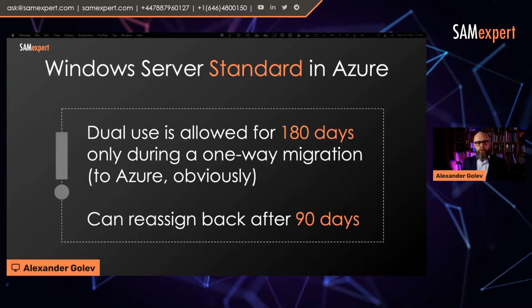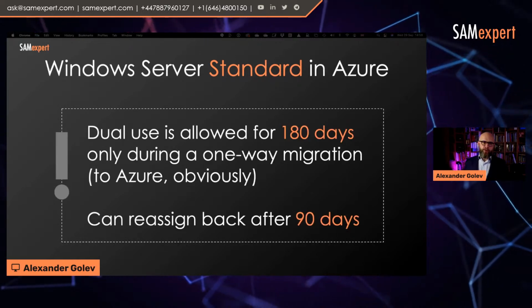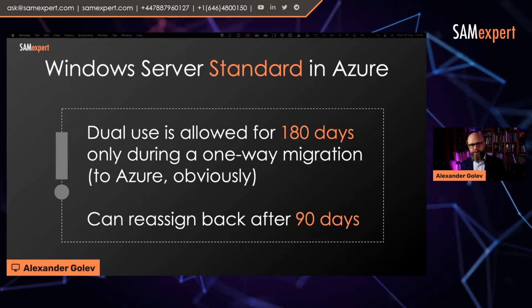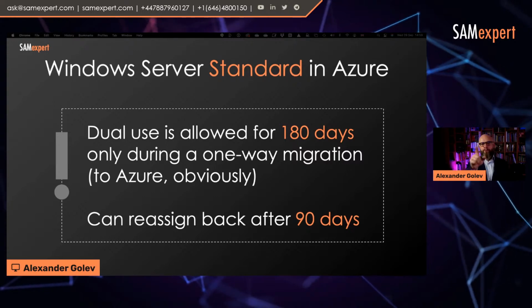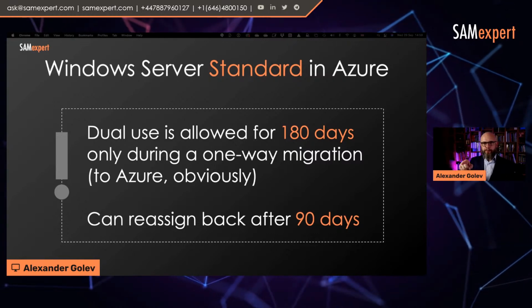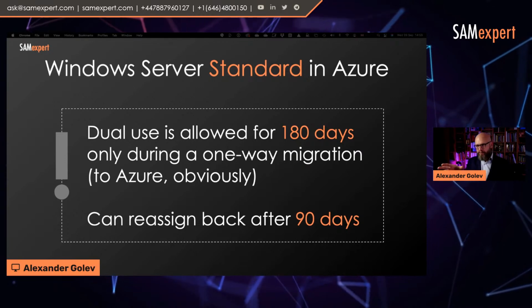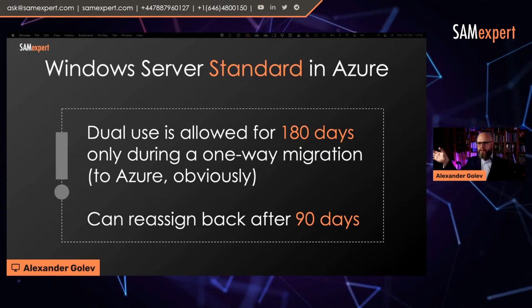There is a dual use right where you can use a Windows Server Standard at the same time in Azure and in your data center when you're migrating one way from your data center to Azure for 180 days. When that 180 days expires, that period expires, gone.